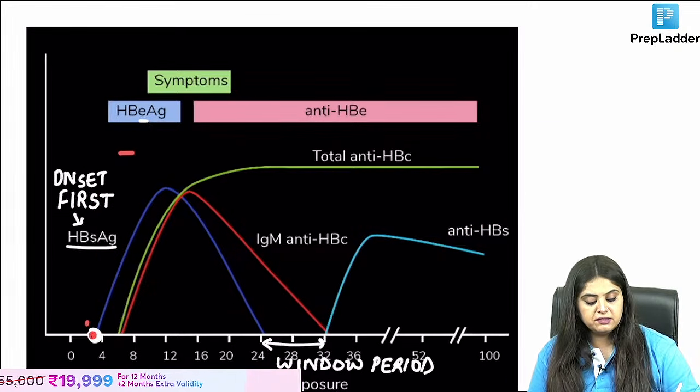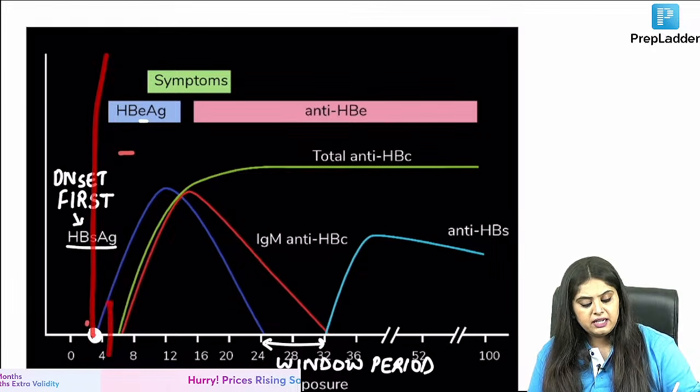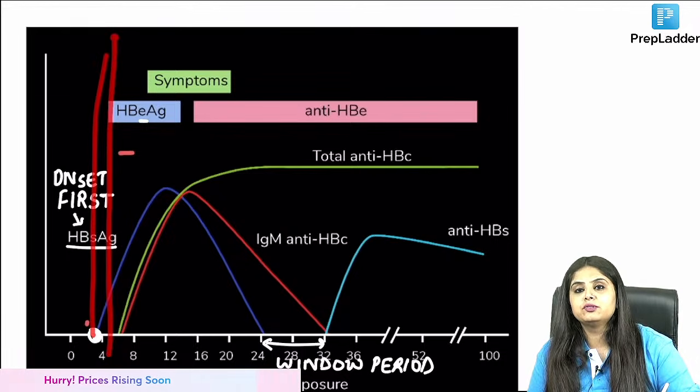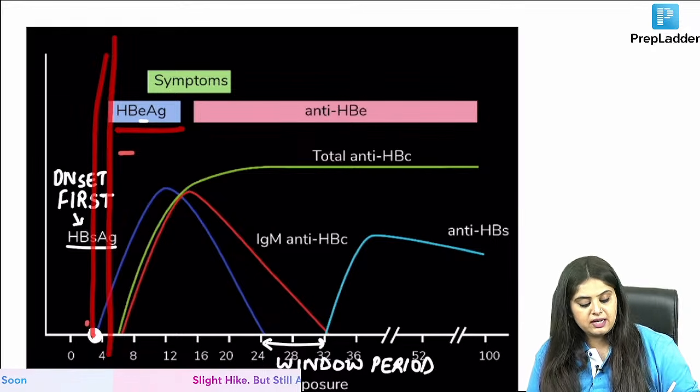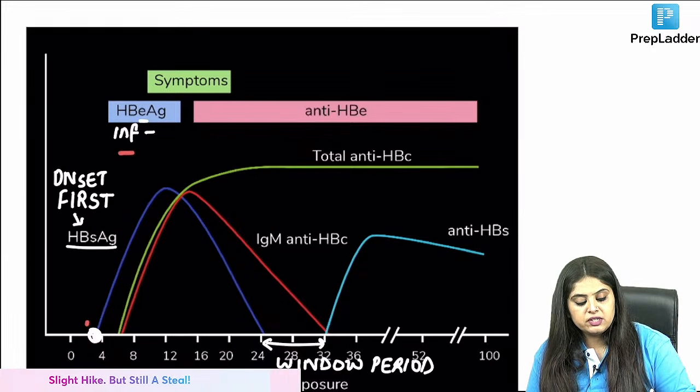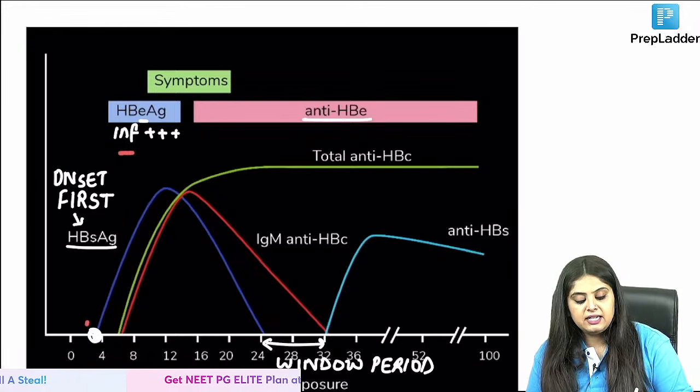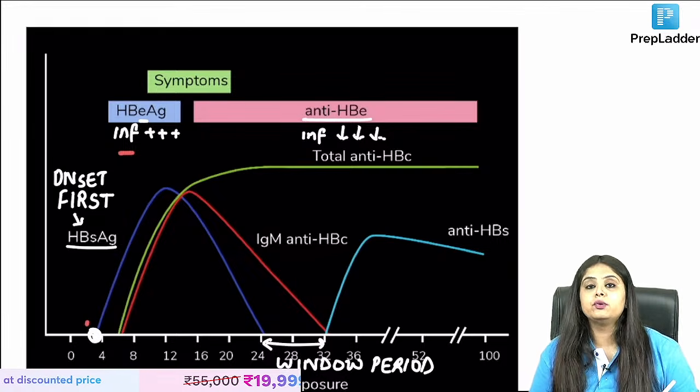If you look carefully, surface antigen comes first and right after it HBE is going to come. So right after it rises, till the time the antigen is there, the patient is very, very infective. When the anti-HBE antibody is going to come, this means the infectivity of the patient is going to go down.